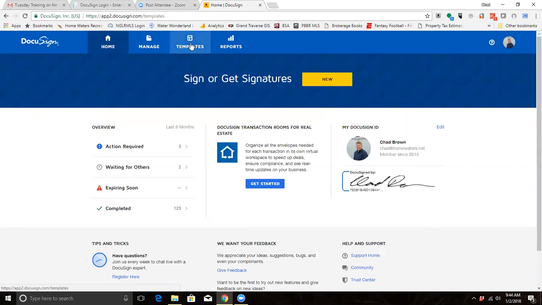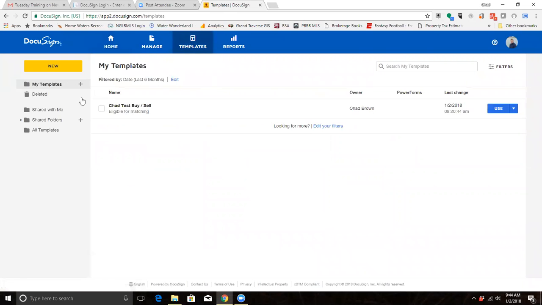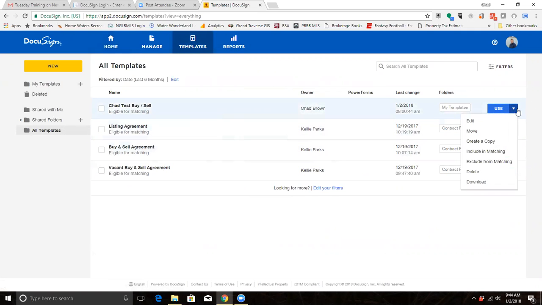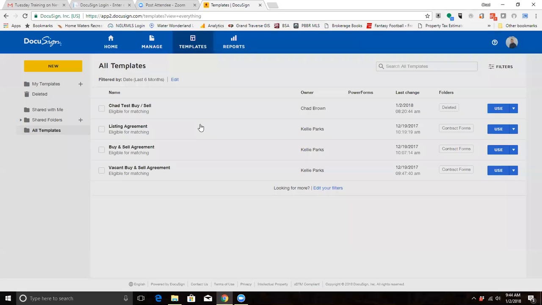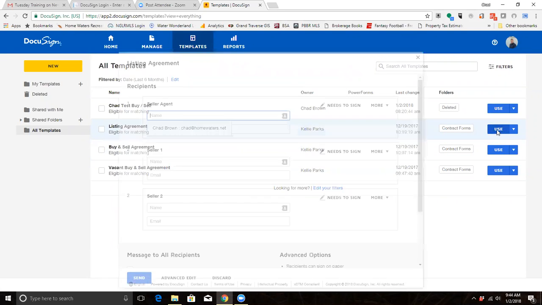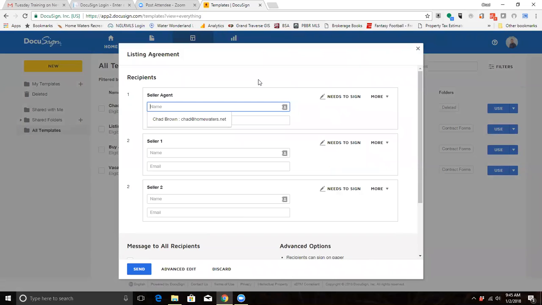So if I go to templates, I can go to, let's see, all templates, and you'll see some in here. Now this is one that I created. I'm going to actually delete this off of here. So here's the listing agreement template as an example, and I'll hit use. So Kelly has gone in and preloaded roles in here. So the seller agent would be me in this case. And then you just put in the name of your seller, which is Tom Jones.